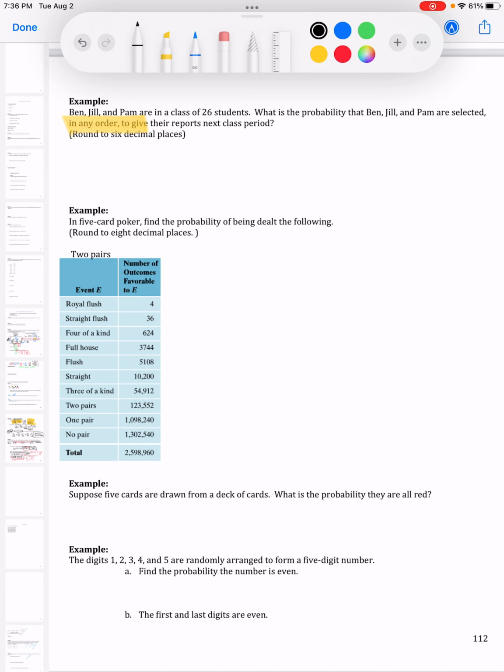So the probability of picking one of them, they're 3. I don't care which one I get because it said in any order, so it's going to be 3 out of 26. After I pick one of them, there are only 2 of them left, and there's one less person in the class as well. And then I've got to get the last one. The probability of that last one is 1 out of 24.